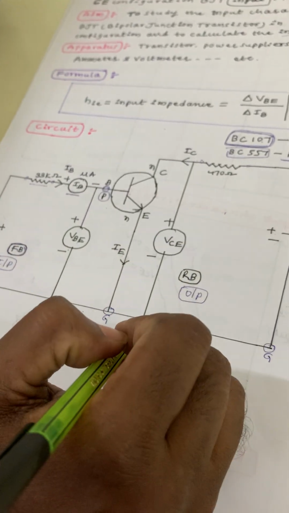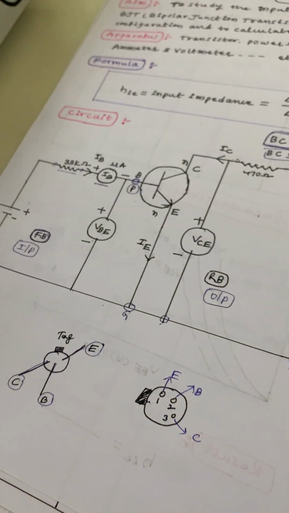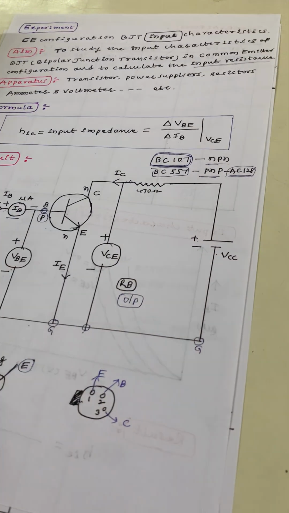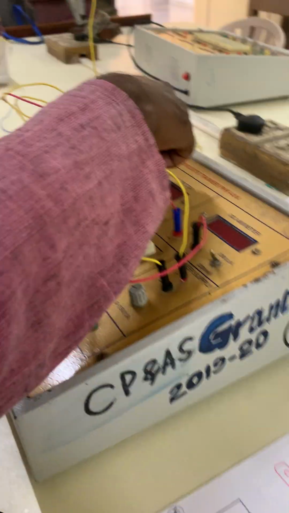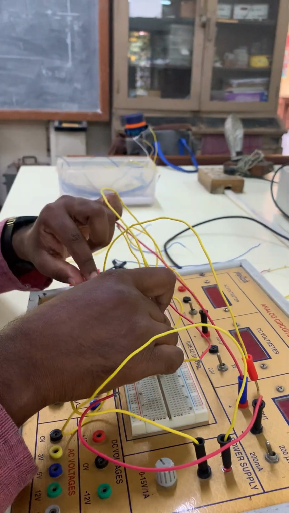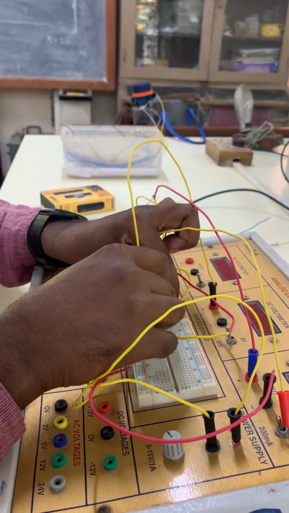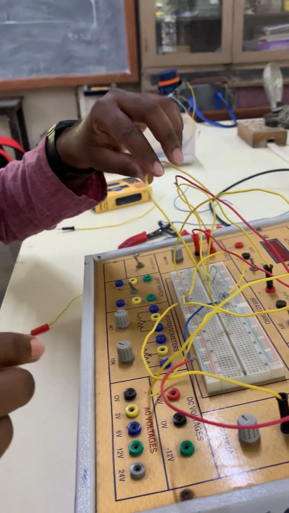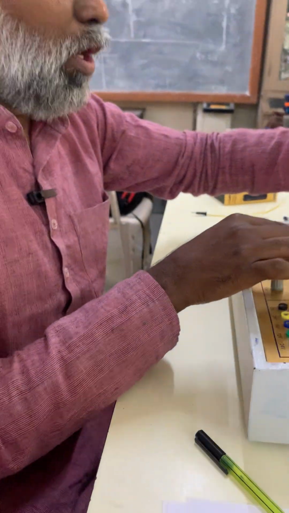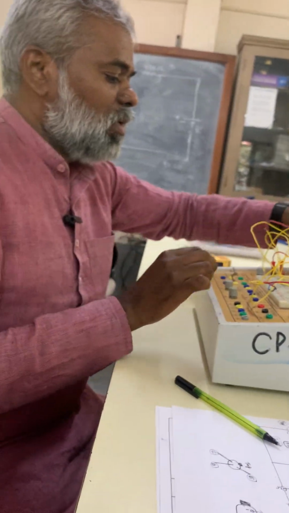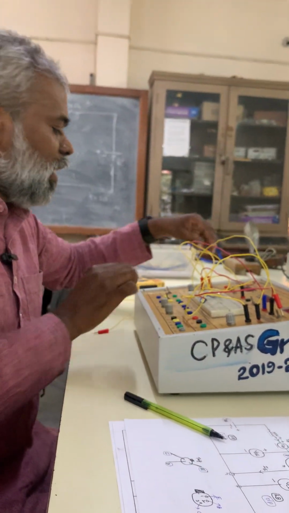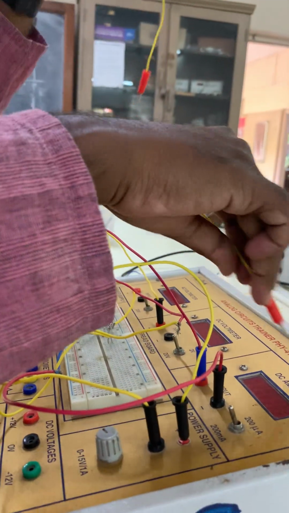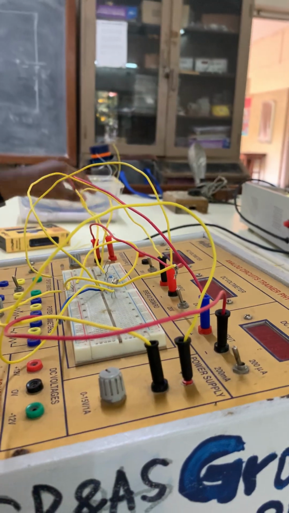First, for the output voltage, I am taking the ground. This output voltage positive terminal, which terminal do we have to give it to? Wherever the collector is, there you have to keep the output terminal. So you have to keep that output terminal here. The voltmeter is already grounded, right?